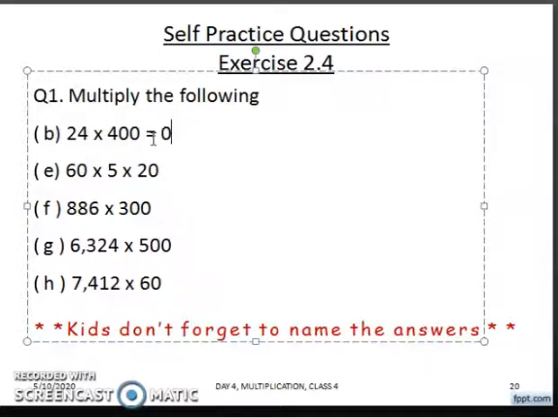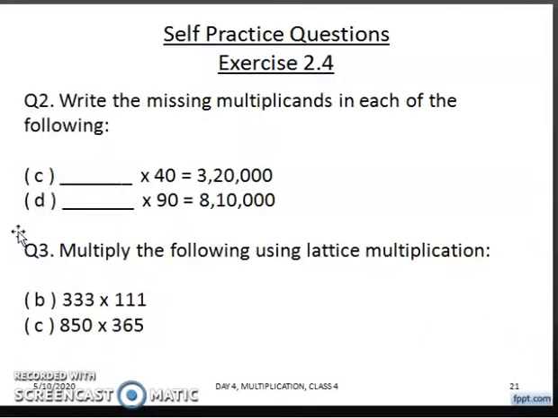2 zeros, my eyes are seeing here, so 2 zeros. 24 into 4, you can do it in the rough column. 4 4s are 16, carry over 1. 4 2s are 8, and add 1, you get 9. So like this, you are going to do all of them. Right? After that, you are going to do the question number 2, remaining C and D parts.